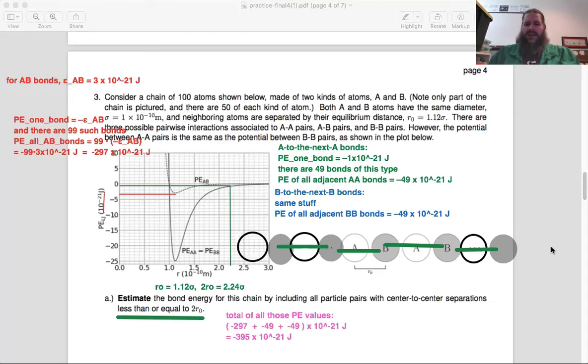This entire chain has a somewhat rounded off bond energy because we're ignoring the further neighbors. But a pretty good estimate is -395 times 10 to the -21 joules. Any questions on that?